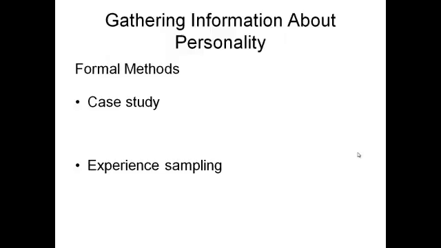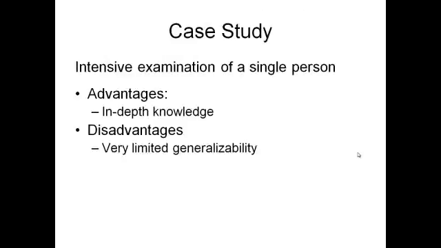So if we wanted to look at some of the more scientific methods that are used, formal methods like using case study research or experience sampling, these are ways in which we can, in an organized way, gather information about people, gathering information about personality.